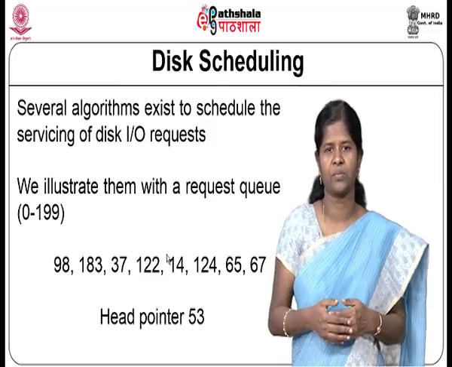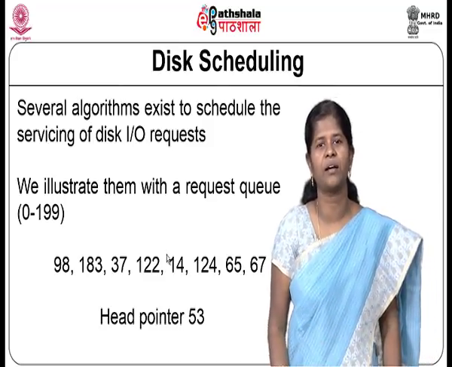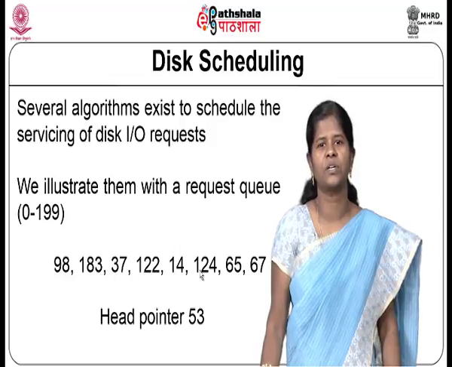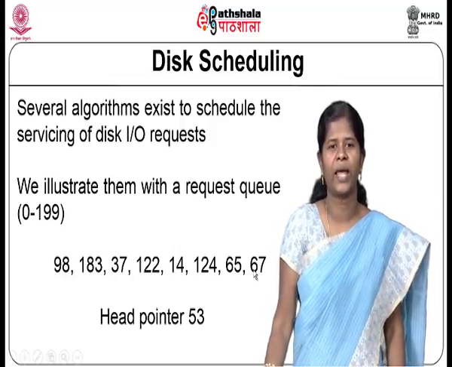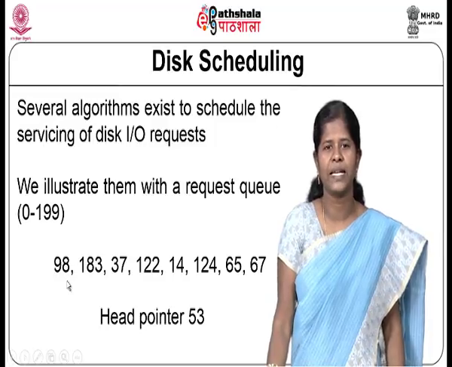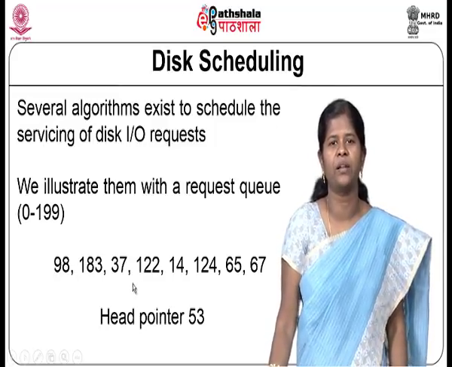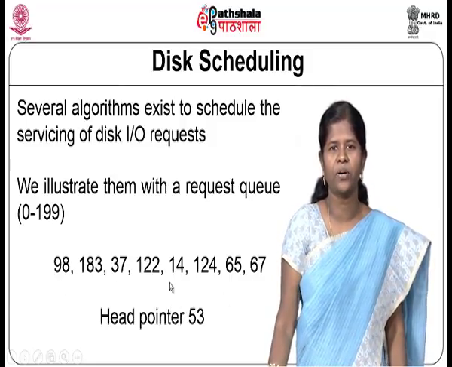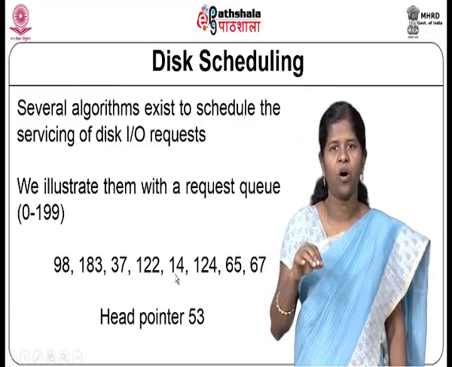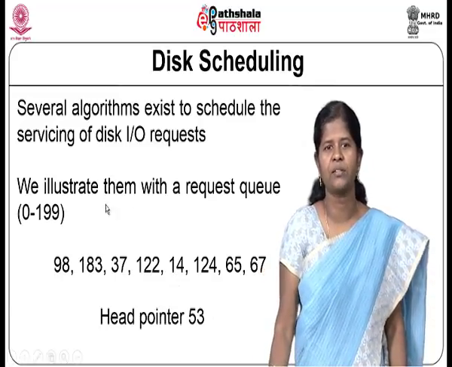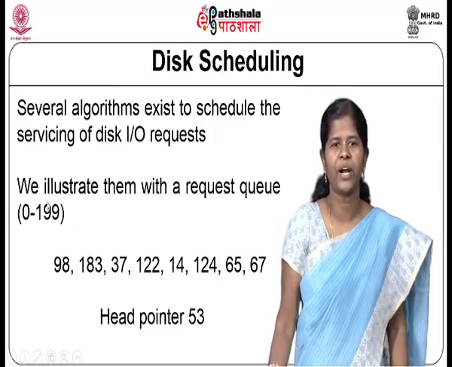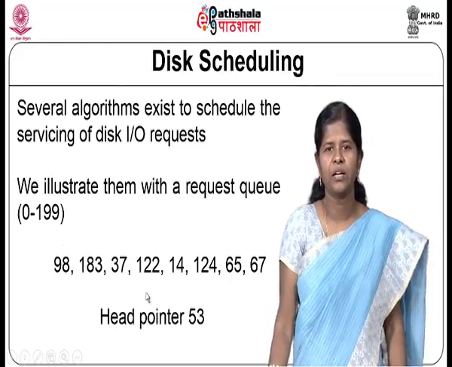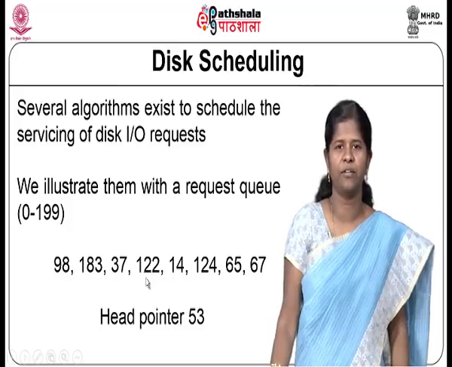Now we will see different disk scheduling algorithms and the performance of each of them. There are several algorithms available to schedule the servicing of disk I/O requests. Suppose you have a request queue like this: say you have requests for cylinders 98, 183, 37, 122, 14, and so on. These numbers correspond to different cylinders of the disk. Totally, say there are 200 cylinders numbered from 0 to 199. Say currently the head is kept over cylinder number 53.